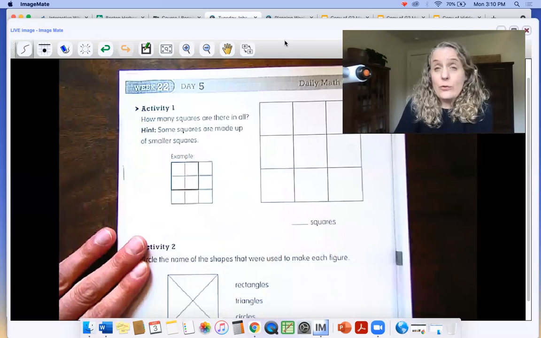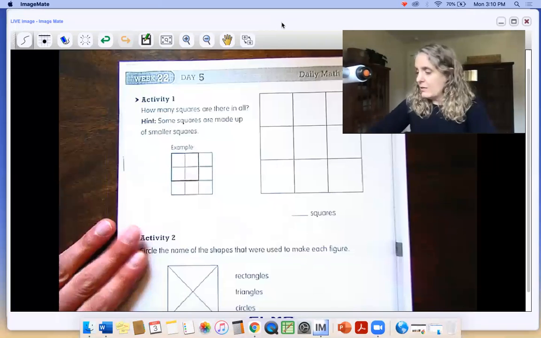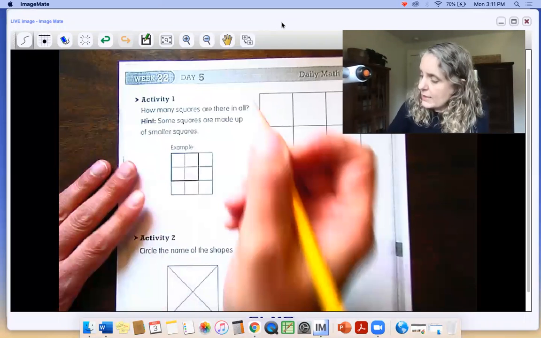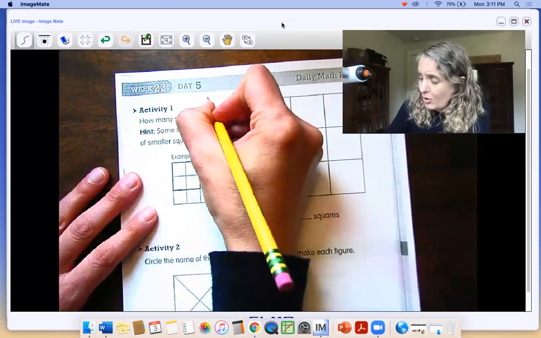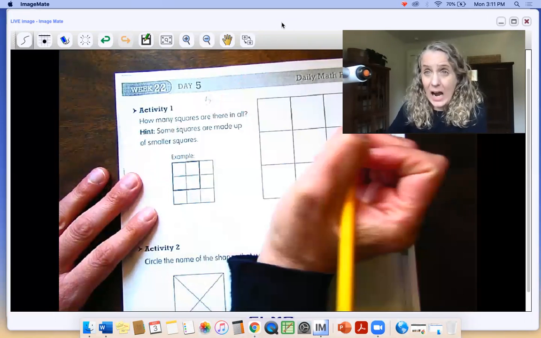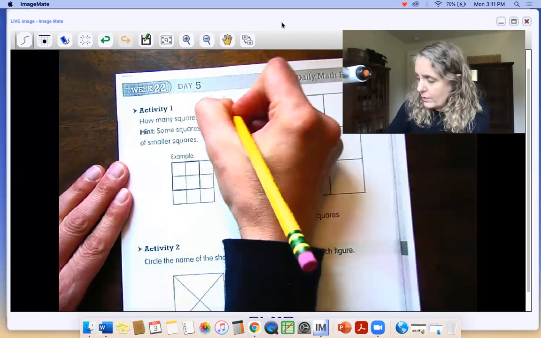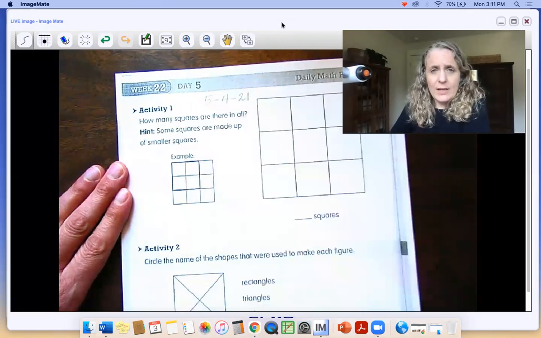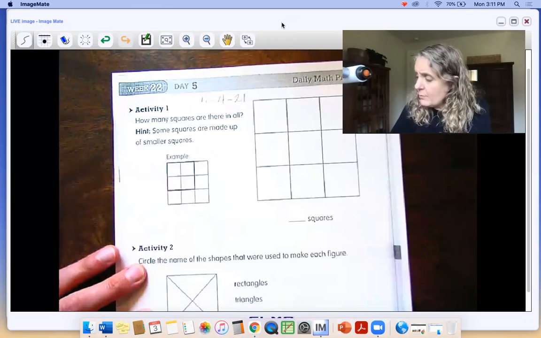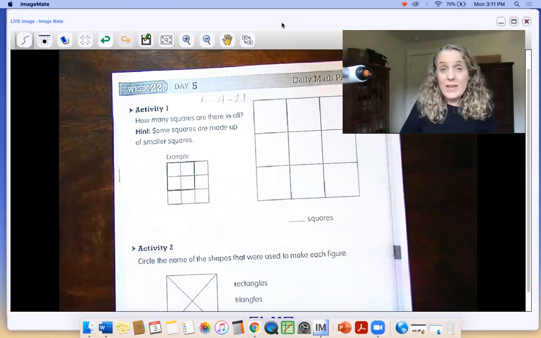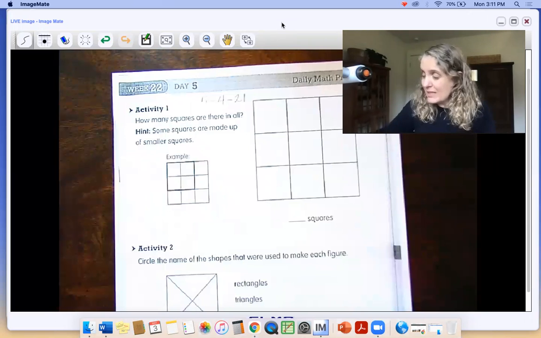All right, welcome back. The very first thing I want you to do is write down, oh my gosh, it's the fifth month. How is it May already? May 4th, 2021. I want you to write the short date up there, okay? It says, how many squares are there in all? So they are trying to trick you.